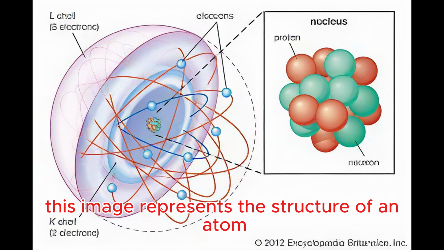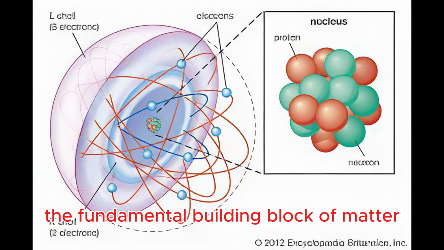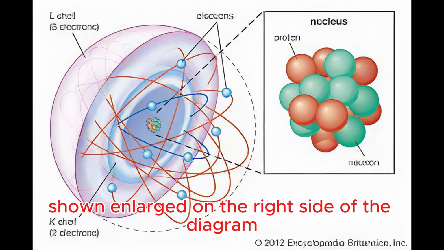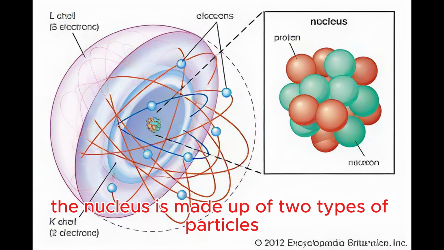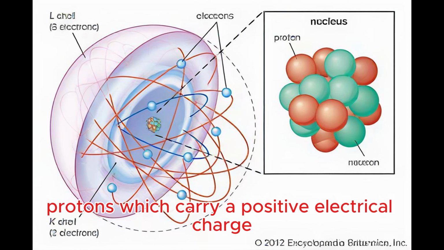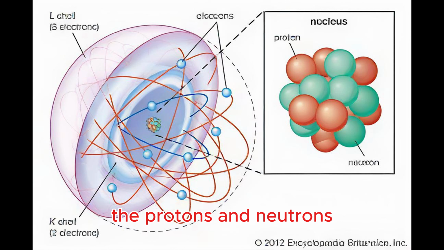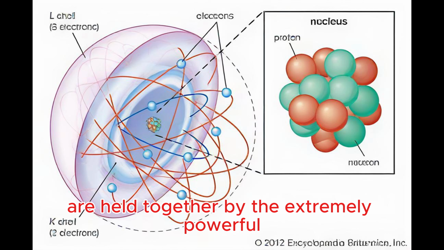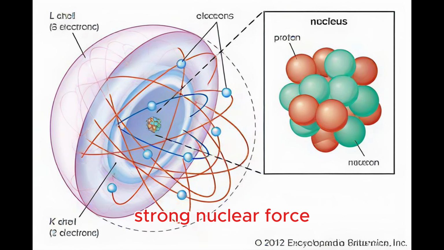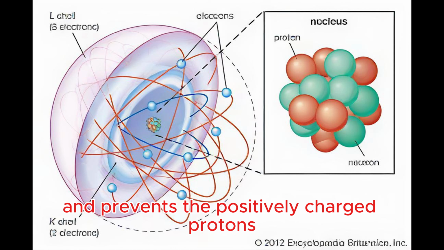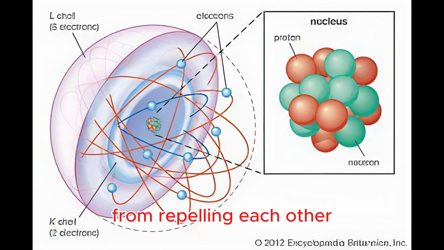This image represents the structure of an atom, the fundamental building block of matter. At the very center is the nucleus, shown enlarged on the right side of the diagram. The nucleus is made up of two types of particles: protons, which carry a positive electrical charge, and neutrons, which have no charge and are neutral. The protons and neutrons are held together by the extremely powerful strong nuclear force, which is the strongest known force in nature and prevents the positively charged protons from repelling each other.